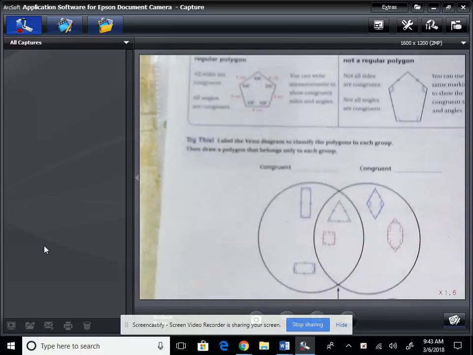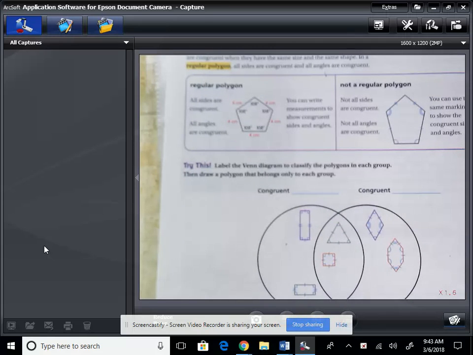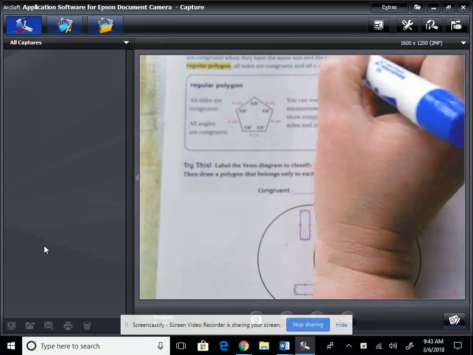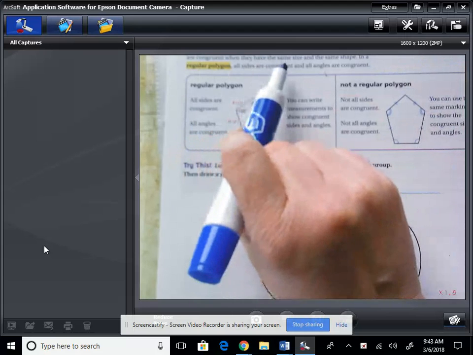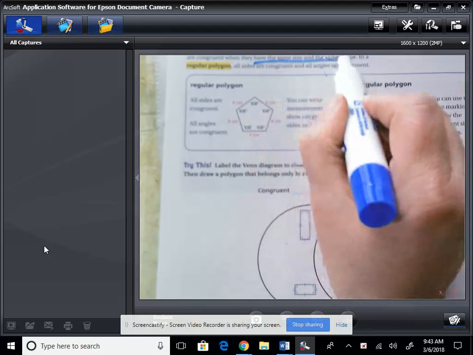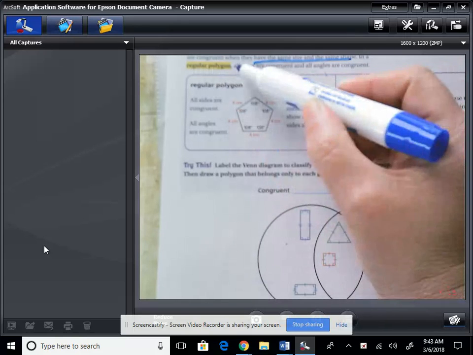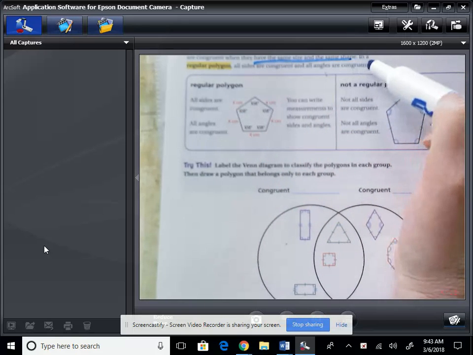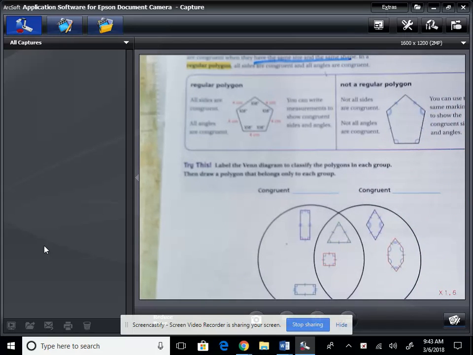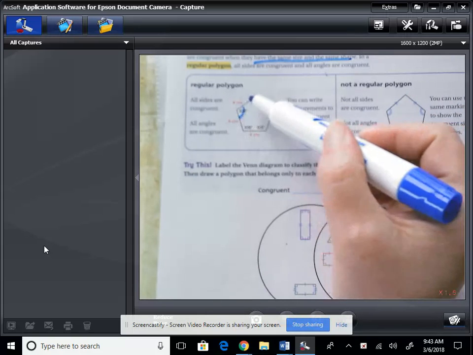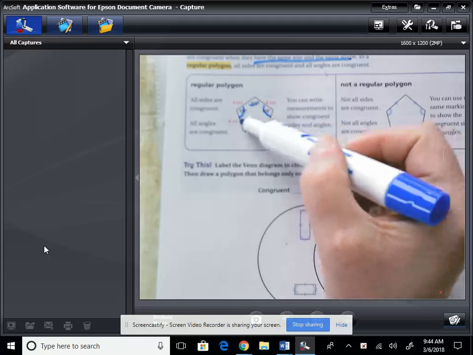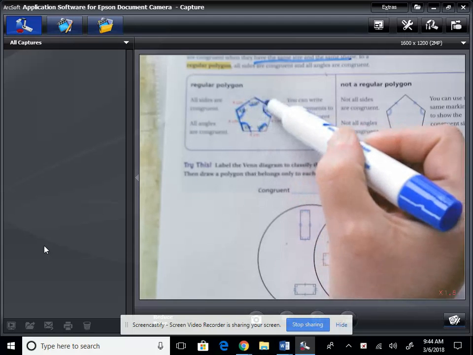Okay, so then we have regular polygons. When line segments have the same length, or when the angles have the same measurements, they're congruent. Congruent means the same size and shape. Two polygons are congruent when they have the same size and the same shape. In a regular polygon, all sides are congruent and all angles are congruent. Okay, make sure you've added that to your notes. So this is a regular polygon because, as you can see, all the angles are 108 degrees and all the side lengths are 4 centimeters.